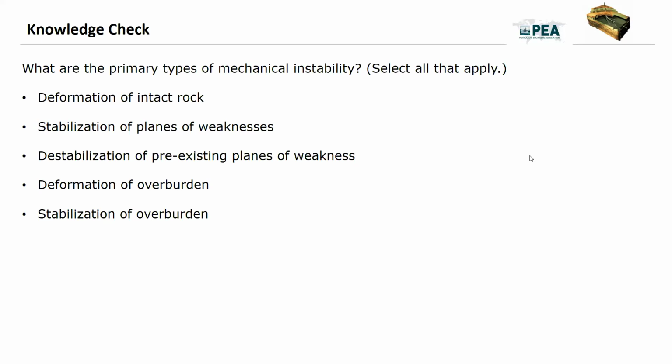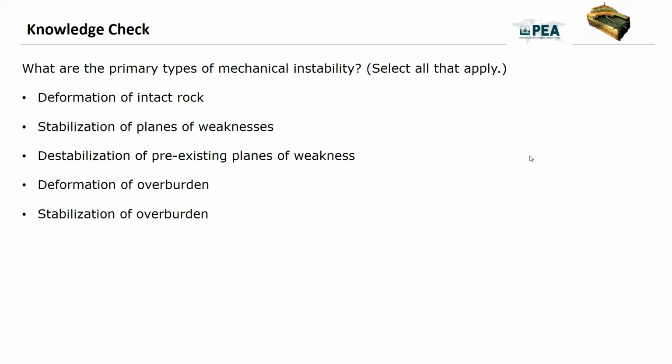Are they the deformation of the intact rock, destabilization of the planes of weakness, destabilization of the pre-existing planes of weakness, deformation of overburden, or the destabilization of the overburden? So still 10 seconds to write down your answers, and after that I will provide the right answers.